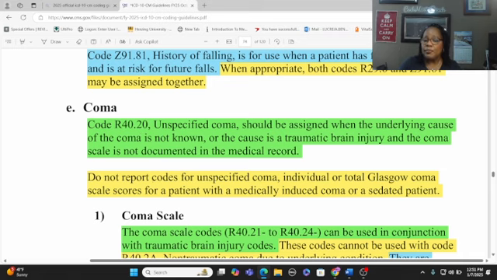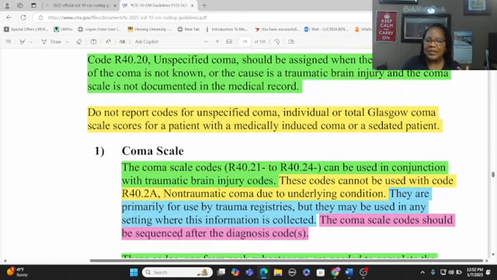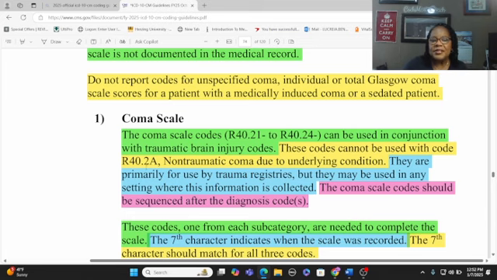It says do not report codes for unspecified coma, individual or total Glasgow coma scale scores for a patient with a medically induced coma or a sedated patient. So there is a difference, and you can clearly see it. Medically induced coma is not an unspecified coma, or a sedated patient is not in an unspecified coma state. And there's a scale that can be used. It's called the Coma scale.